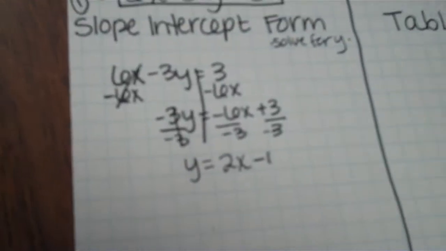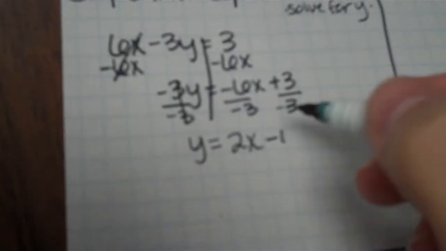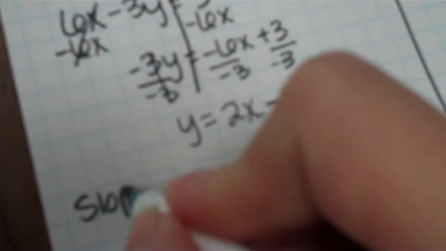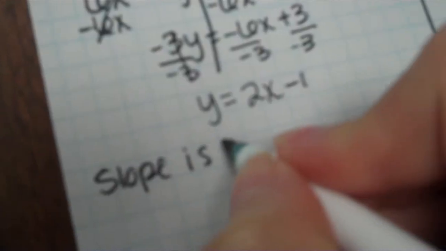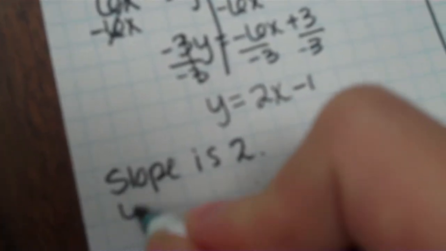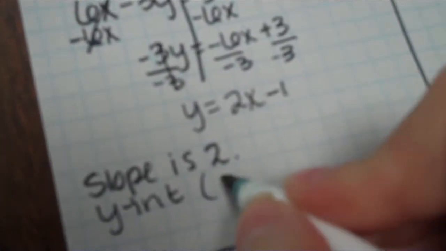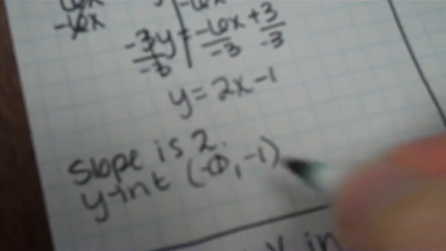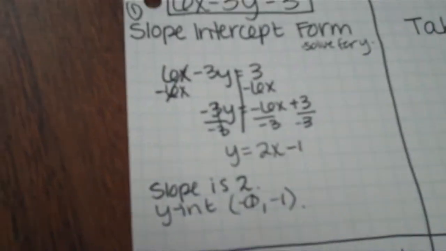Okay? So that's solving for y, and then tell me, what's the slope here? Well, slope is 2. Okay? And the y-intercept is the other number, which is negative 1. I want you to write it as a point. 0, negative 1. Miss Melina does not know what she's doing. Okay? So, very familiar with this. You should be able to do that.